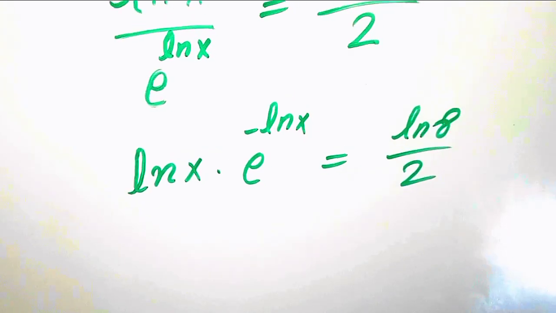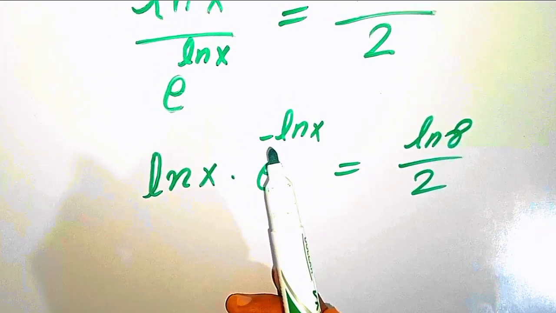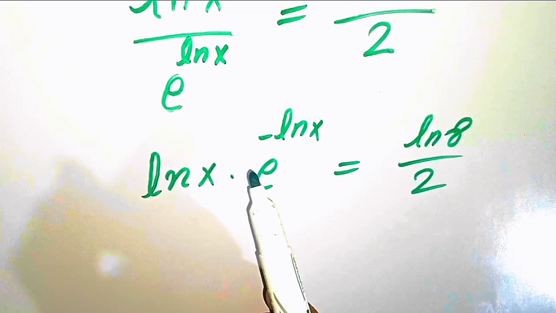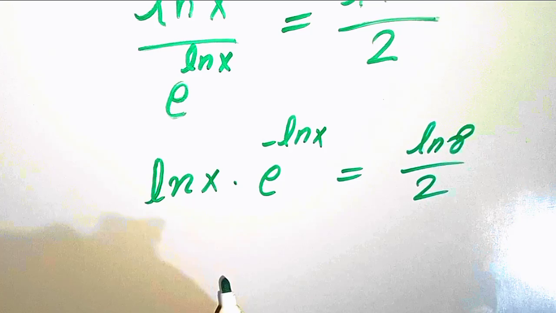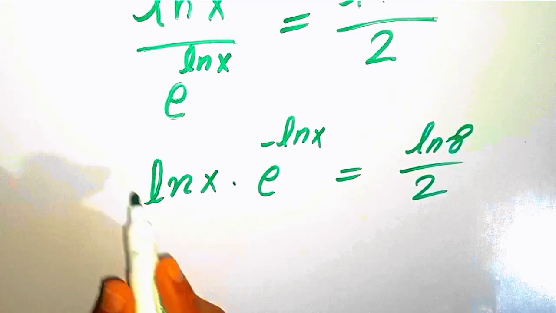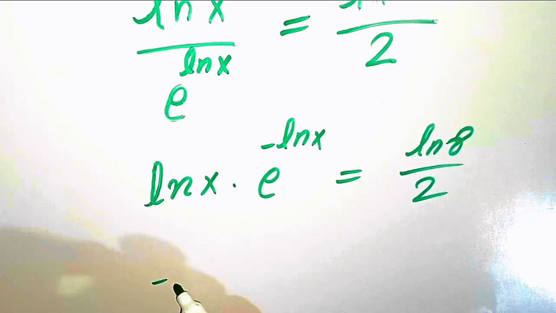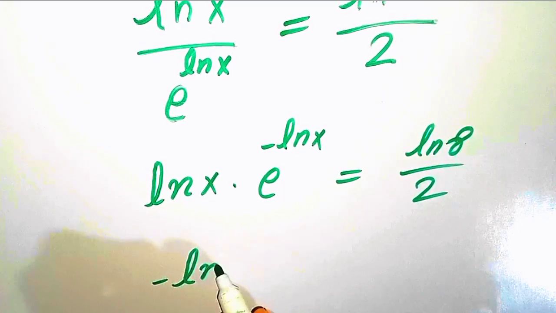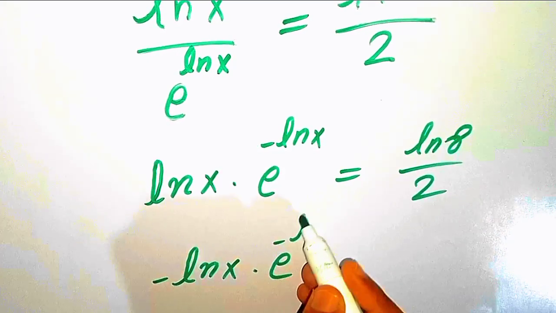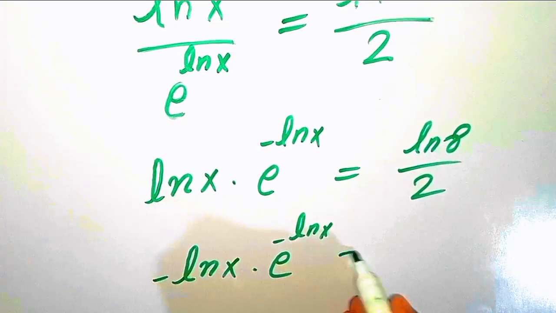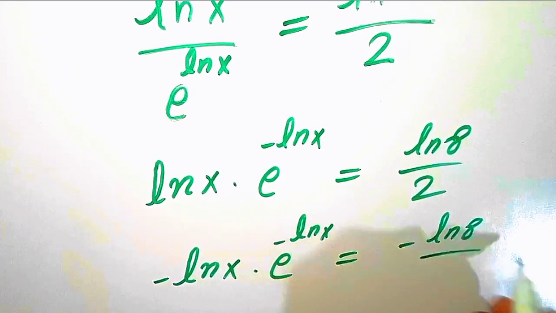In the next step, because there is a minus, we multiply by minus on both sides. That is why we use the Lambert function. So if there is a minus, this ln of x becomes minus ln of x, and e^(-ln x) is equal to minus ln of 8 divided by 2.